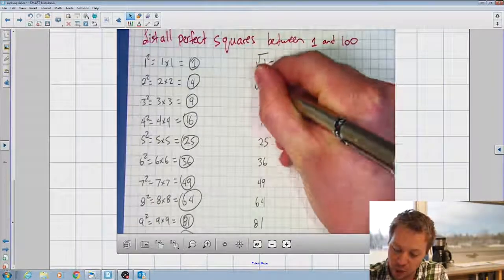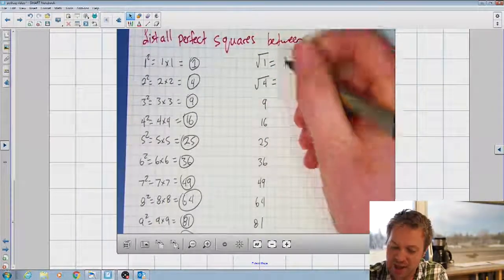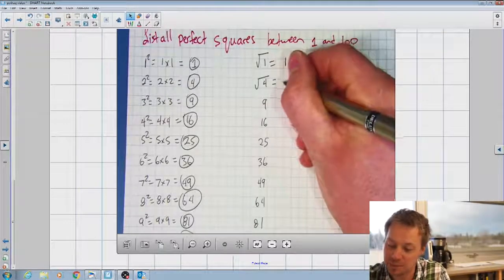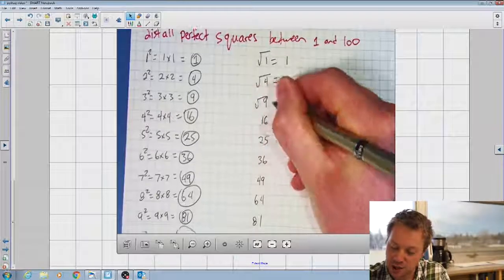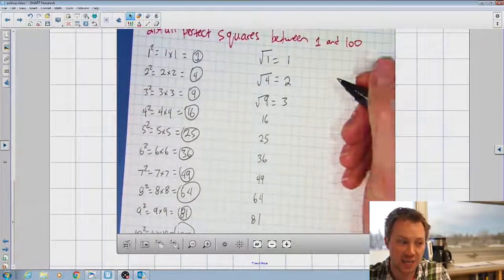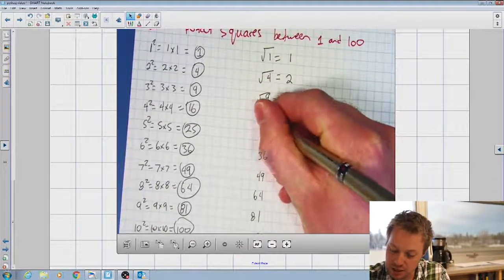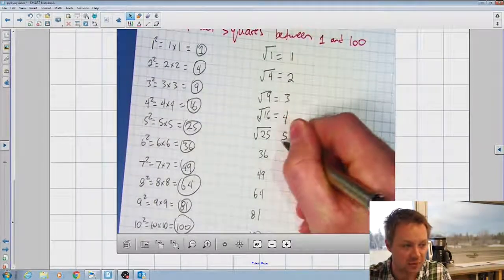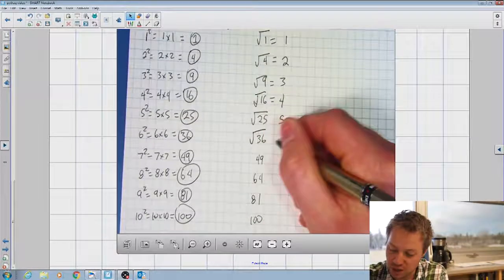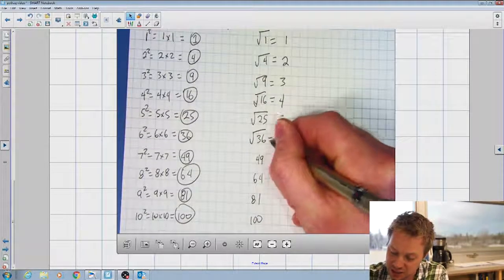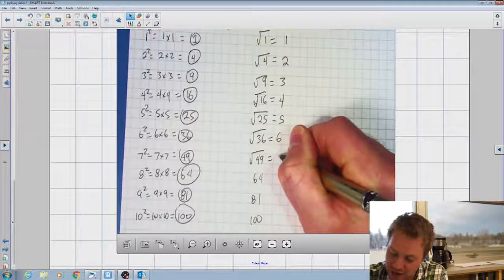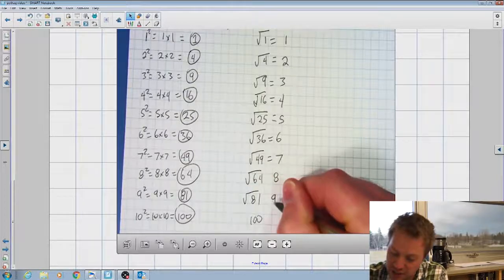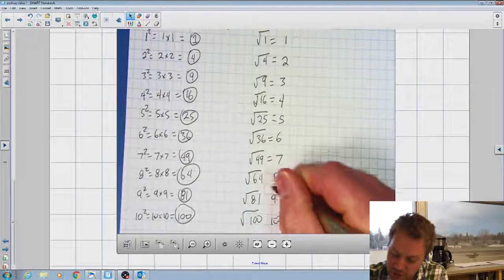If I want the square root of 4, again, I'm looking for the two numbers that are the same that I multiply together to make 4. Those numbers happen to be 2. If I take the square root of 9, I know that 3 times 3 is 9. Square root of 16, I know that 4 times 4 is 16. Square root of 25, I know that 5 times 5 is 25. Square root of 36, I know that 6 times 6 is 36. Square root of 49, 7. Square root of 64 is 8. Square root of 81 is 9. Square root of 100 is 10.